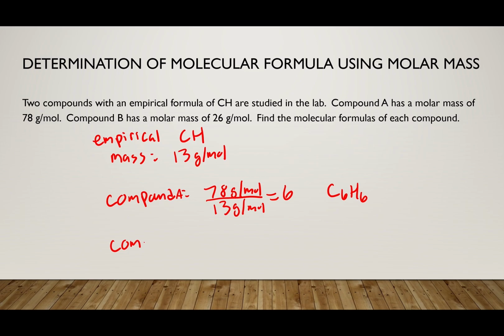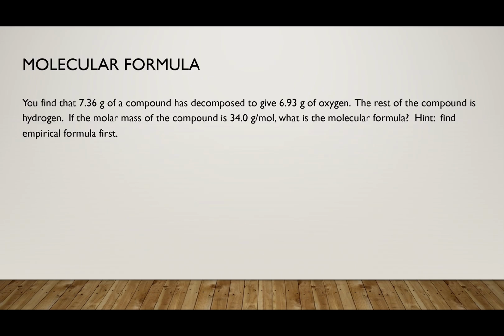For compound B, we will repeat the process, taking a molar mass of 26 grams per mole, dividing it by the empirical mass of 13 grams per mole, giving us a factor of 2. So that means compound B has the molecular formula of C2H2. So there you have it. If you know the empirical formula, determining the empirical mass and finding the ratio with the molecular mass would give you the same ratio that their compounds share. So let's take a look at just one more example.